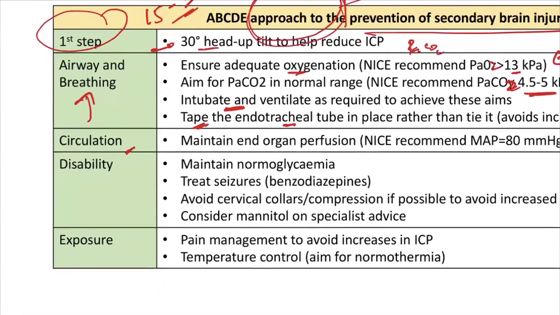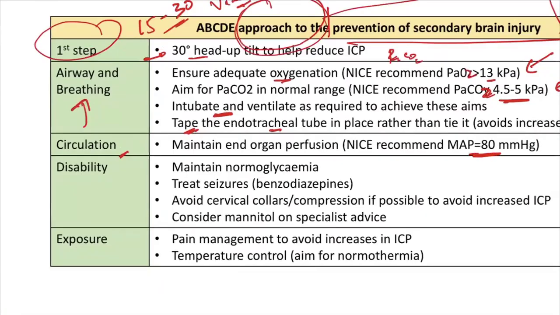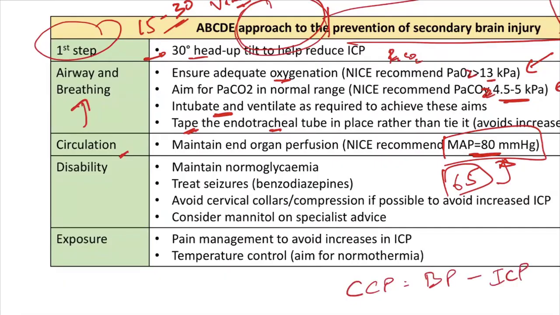Circulation. In circulation, it is advised that you maintain the mean arterial pressure on the higher side. That is 80. Usually 65 is the preferred mean arterial pressure, but you want this to be on the higher side, as high as 80, because cerebral perfusion pressure is your blood pressure minus the intracranial pressure. This is the cerebral perfusion pressure formula. If there is an increase in intracranial pressure, BP should also increase. If the BP doesn't increase, there will be hypoxic brain injury in those individuals.